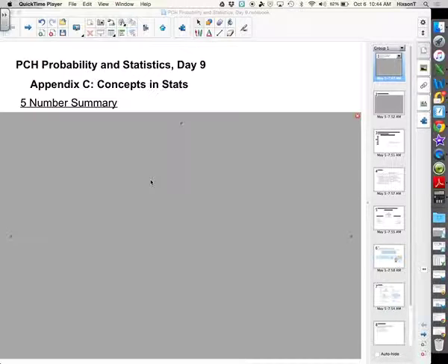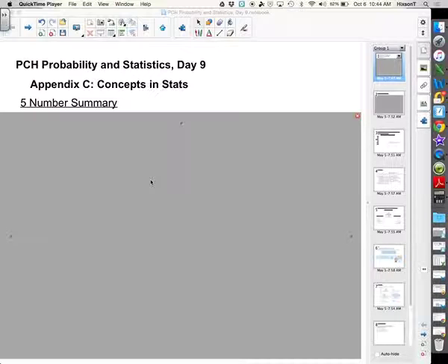Okay, so let's talk about our 5-number summary. Can anyone remember any of the parts of the 5-number summary? I know we just barely talked about it. Okay, we had the median and we had the first quartile. Okay. And the third quartile. Good. The third quartile, and there were 2 more values here.